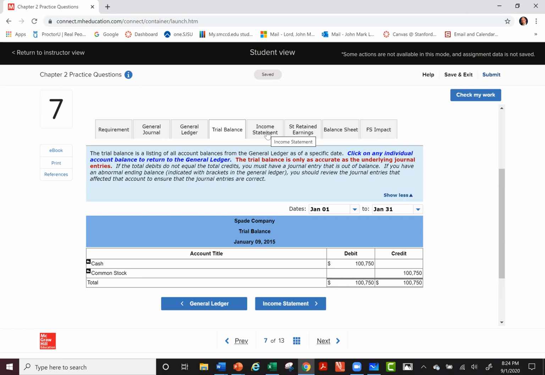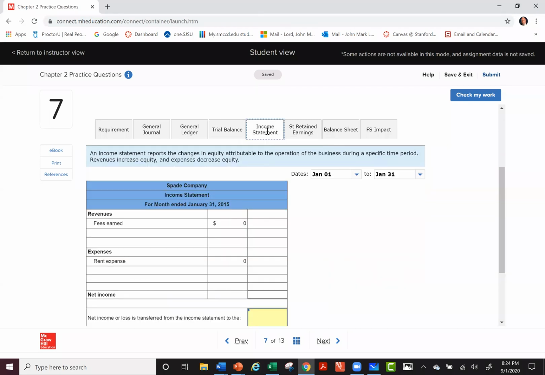Should there be any numbers on my income statement after this one transaction? No. Good. No numbers. Everything's zero because there were no accounts that affected the income statement. Should I see anything on my statement of retained earnings? Don't answer too quickly. Retained earnings, beginning balance plus net income minus dividends gives me the ending balance. Should I see anything on the statement of retained earnings? No, I haven't calculated any net income.